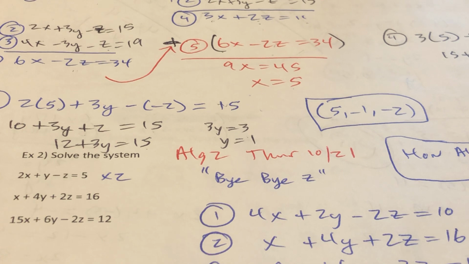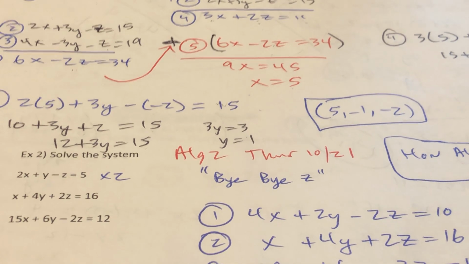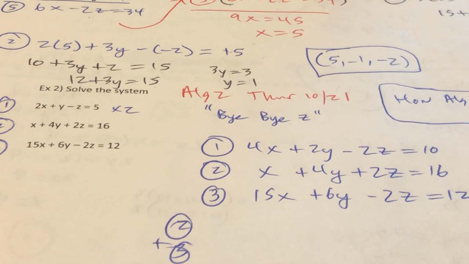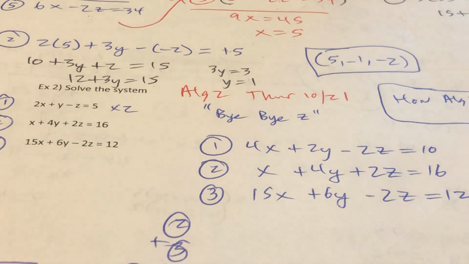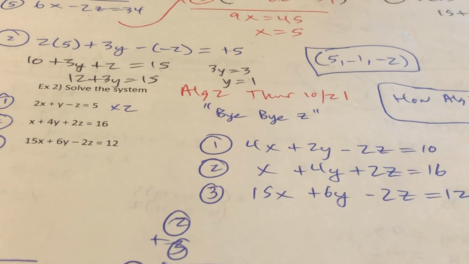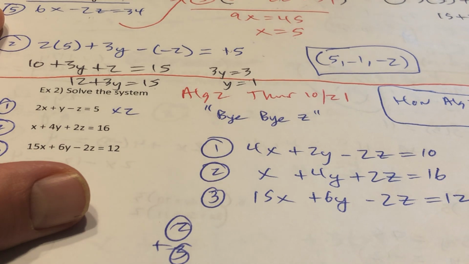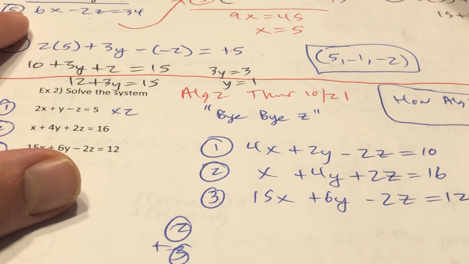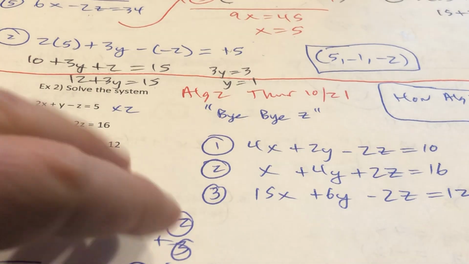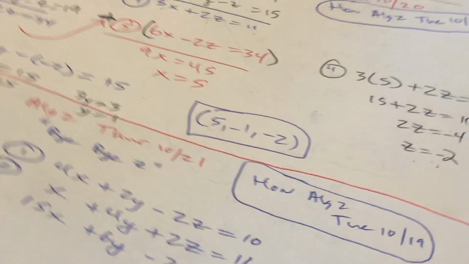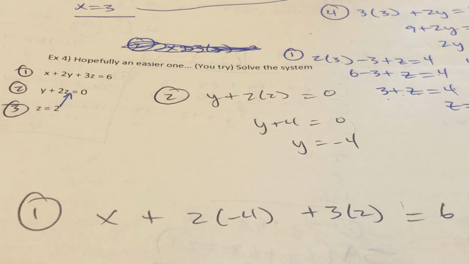So let's try number 2. Why does 2 say Thursday? Because this one is, well, your video's long enough. We'll just save this one for Thursday, so I lied. We're going to do this one on Thursday, tomorrow, and we're just going to finish up then.